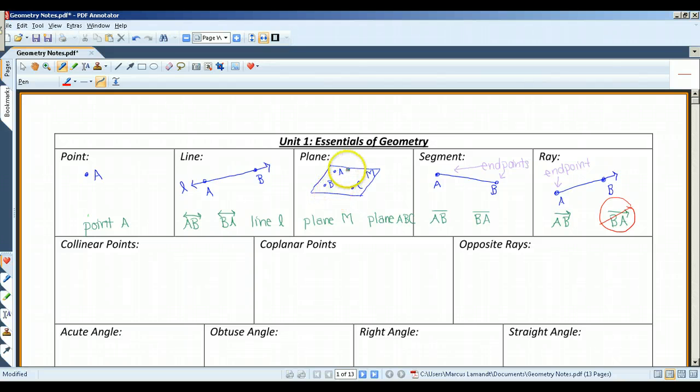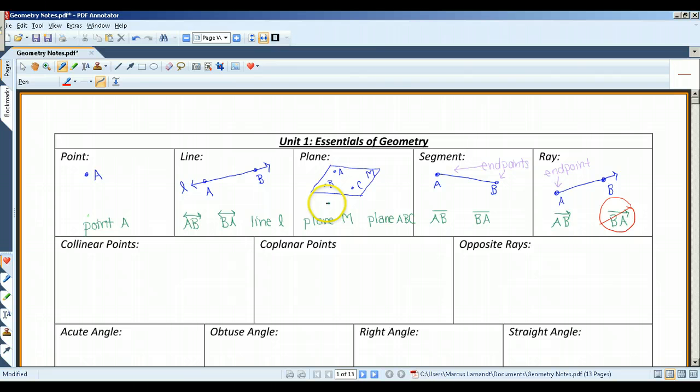A plane has 2 dimensions. It is represented by a shape that looks kind of like a floor or a wall, but this also extends without end. So I want you to imagine that this way, that way, it extends infinitely in all directions, but it's flat. Through any 3 points not on the same line, there is exactly one plane.